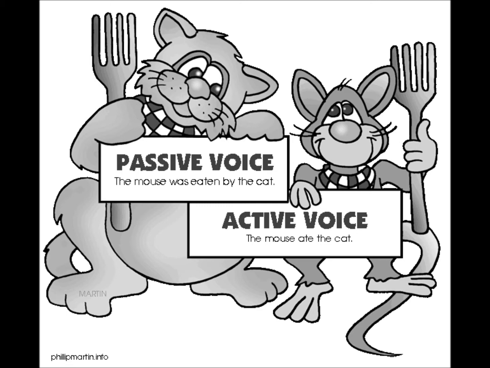Present perfect. Active: Rita has written a letter. Passive: a letter has been written by Rita. Future. Active: Rita will write a letter. Passive: a letter will be written by Rita. Just change places. Now the subject is a letter because it's passive. Helping verb. Active: Rita can write a letter, and passive: a letter can be written by Rita.